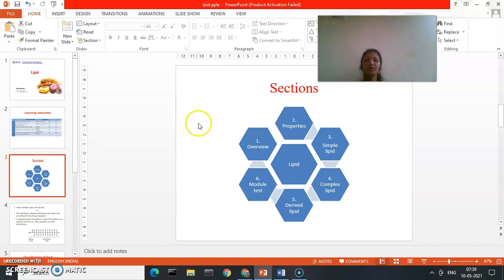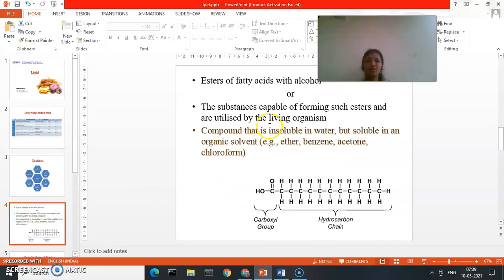So this module in total has 6 sections. The first section is an overview of the lipid. The second section covers the properties of the lipids, which includes the structural and functional properties. The third, fourth and fifth sections focus on the classification of the lipid, and finally it ends with the module test. So before going to each section, first let's see what we mean by lipids.